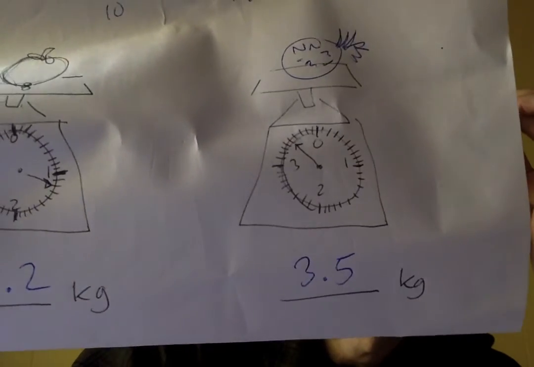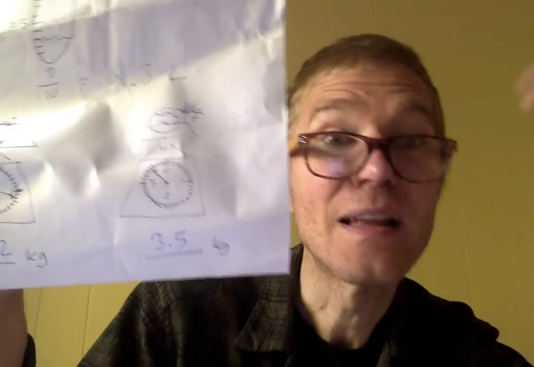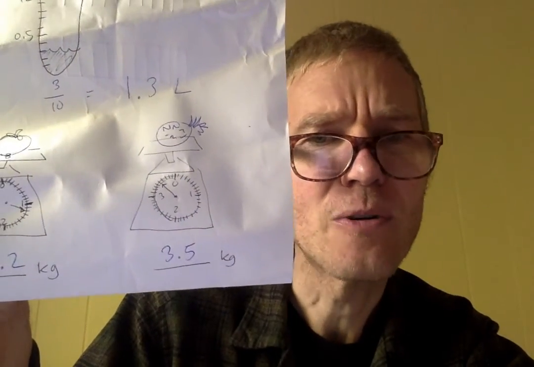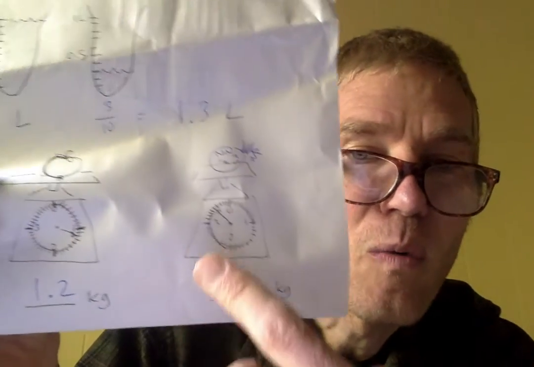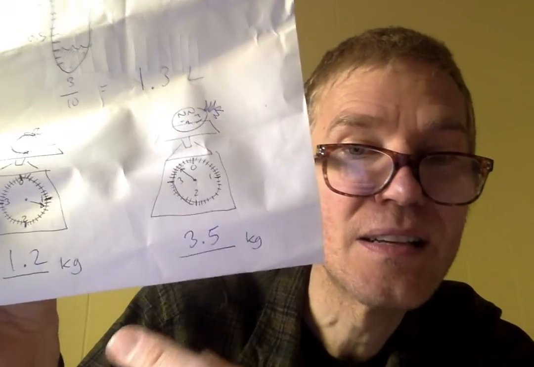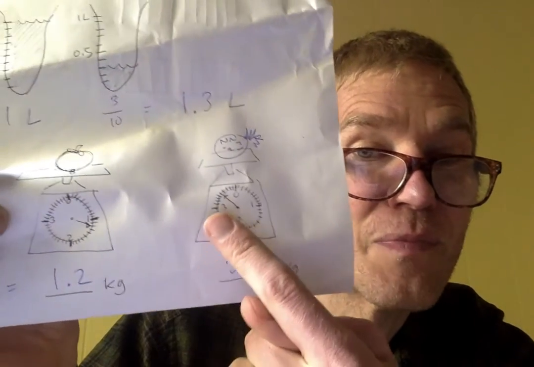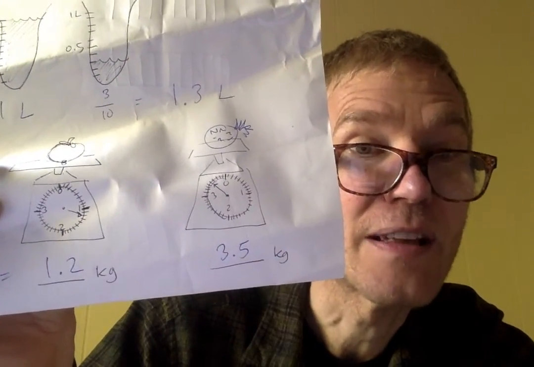It's going to be 3.5 kilograms. 3.5. More than 3, less than 4. How much more than 3? Well, 1, 2, 3, 4, 5. How much more than 3? 5 tenths. 3.5. What's in the tenth spot? 5. 3.5. 5 tenths. 3.5.